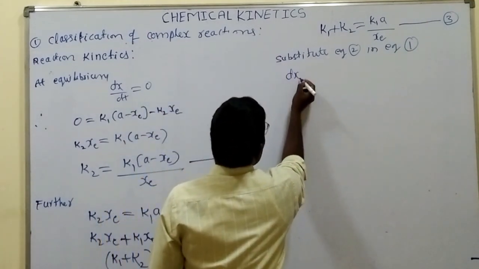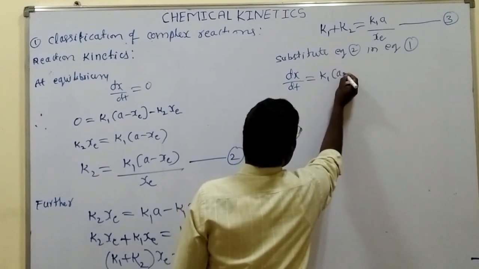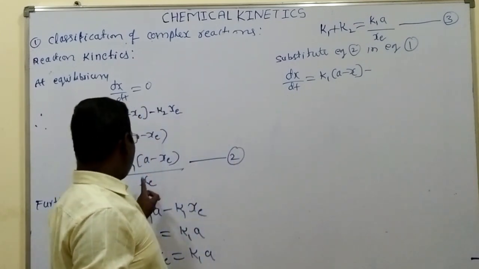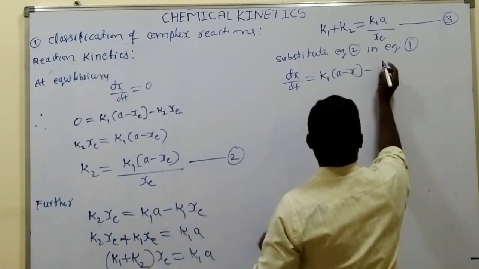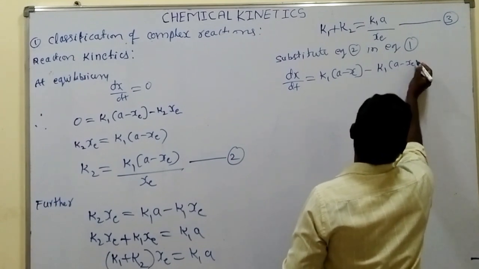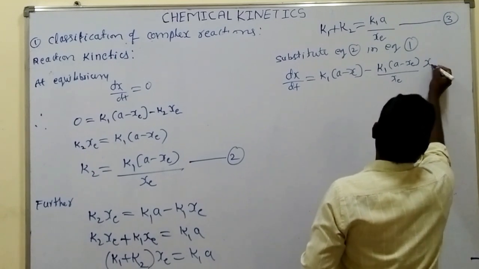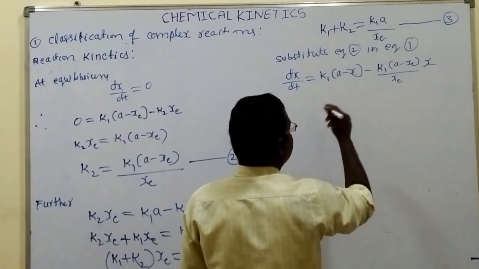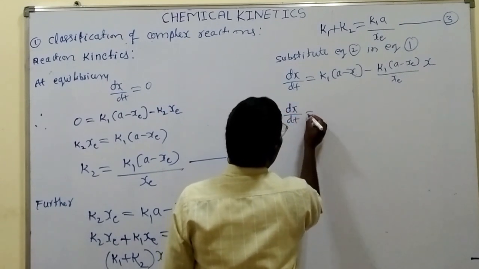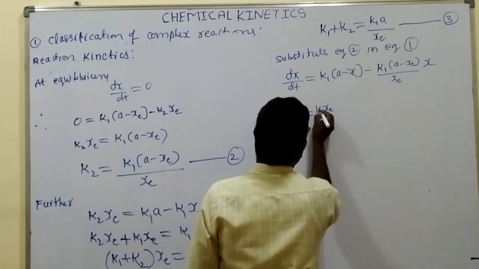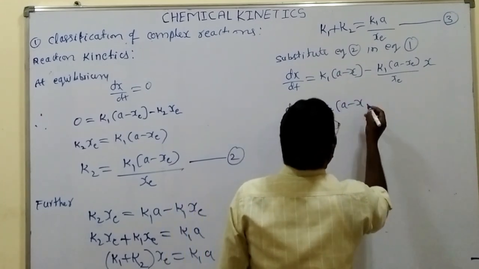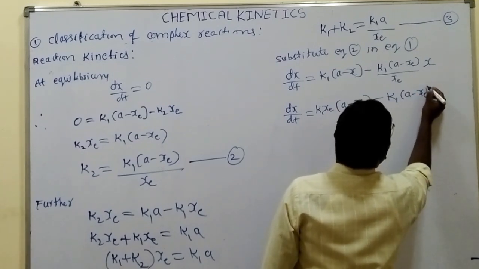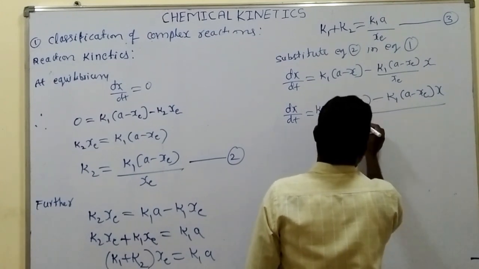Equation 1 is which one? dx by dt is equal to k1 into (a minus x) minus k2 into x. The k2 value is k1 into (a minus xe) by xe, so we have to substitute that. So it is k1 into (a minus xe) by xe into x. Now simplify it. Here xe is the LCM, so take the LCM. So dx by dt is equal to k1 xe into (a minus x) minus k1 into (a minus xe) into x, divided by xe.